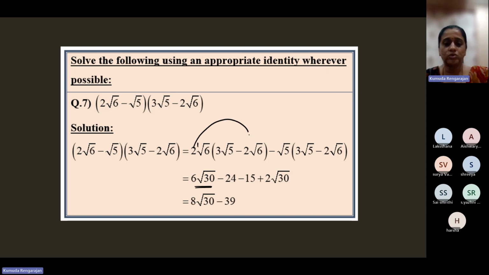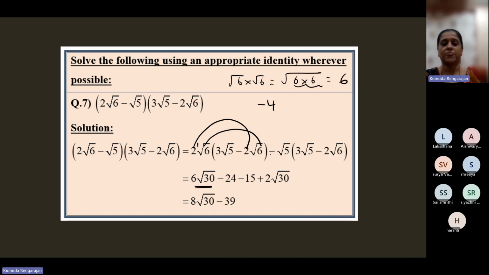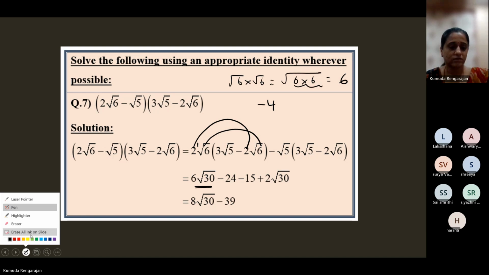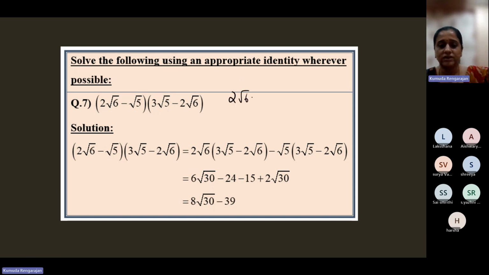Next, 2 into minus 2, minus 4. And root 6 into root 6 is root of 6 into 6, so 6 comes out of the square root. 2 root 6 into minus 2 root 6: 2 into minus 2 is minus 4, into root 6 into root 6 which is 6. So the product is minus 24.